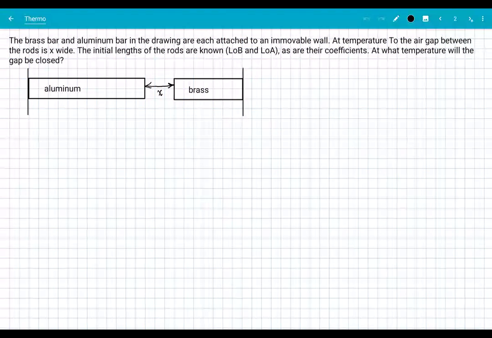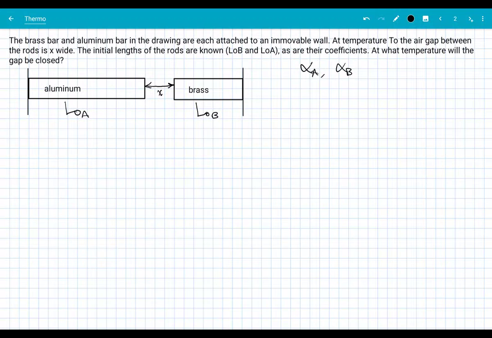The initial lengths of the rods are known, so that will be initial for brass and initial for aluminum, and their coefficients are known as well. So coefficient for aluminum, coefficient for brass. At what temperature will the gap be closed?